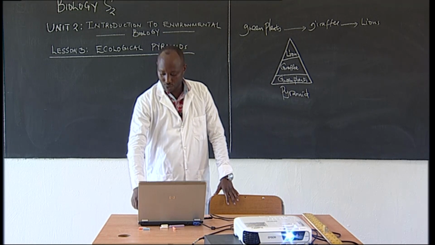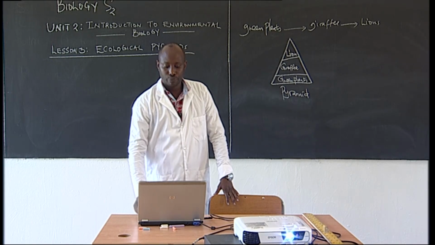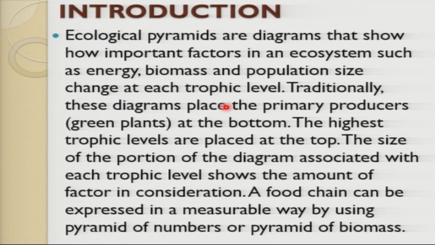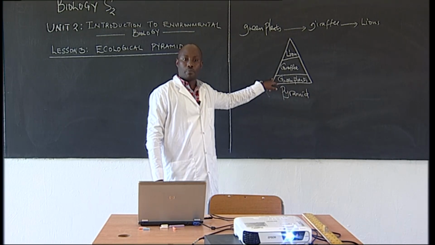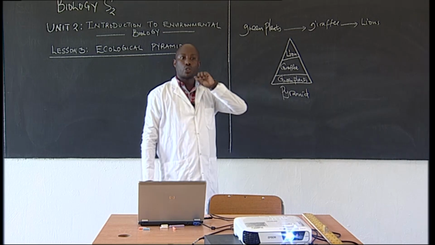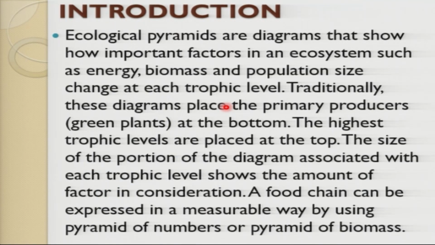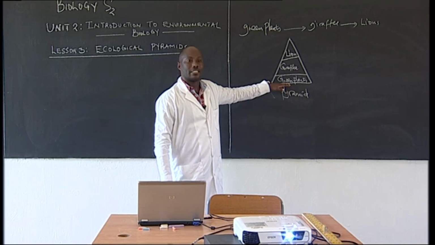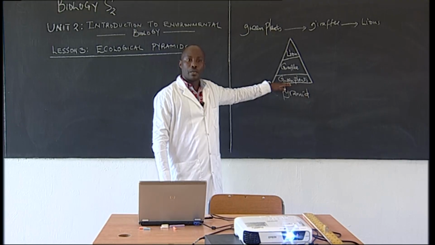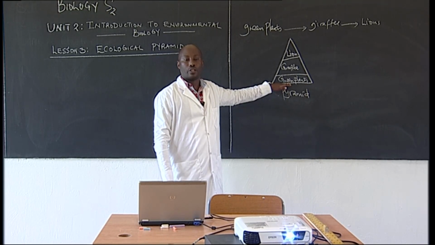So let's start the lesson. That was an introduction. Ecological pyramids are diagrams like this, as you've seen below. A diagram that shows how important factors in an ecosystem, such as energy, biomass, and population size, change at each trophic level. You see how the energy could be changing at each trophic level, how the biomass could be changing at each trophic level, how the population could be changing at each trophic level.